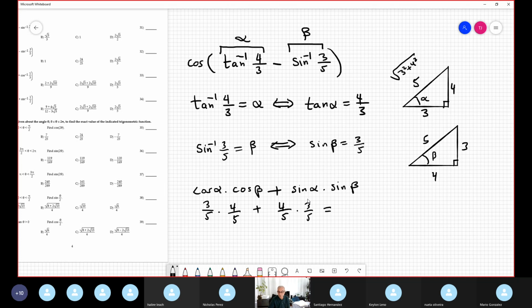And now the rest is super easy arithmetic. 5 times 5 is 25, it's 12 over 25, plus 12 over 25, by coincidence it's the same, it's 24 over 25, final answer. Good or not good? Good.